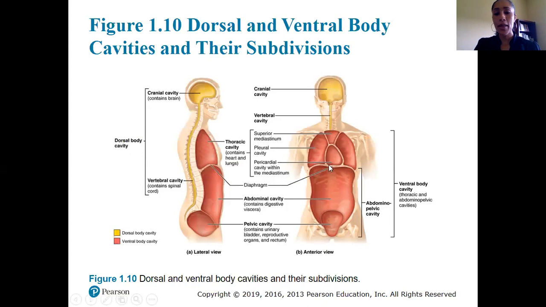So in the abdominopelvic cavity, we have two smaller cavities. We have the abdominal cavity that we see here, and then we also have the pelvic cavity that we see here. The abdominal cavity is going to contain primarily the digestive organs, and the pelvic cavity is going to contain our urinary bladder, reproductive organs, and our rectum.